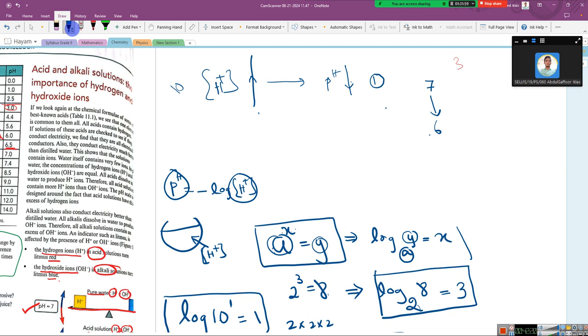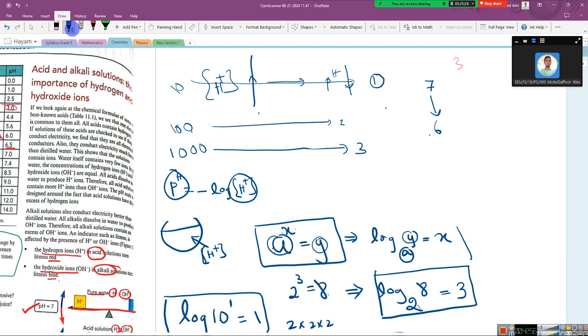Now, if you increase the H plus by 100 units, then the pH will reduce by 2 units. Right? And again, if you increase the H plus concentration by 1000, then the pH will reduce by 3 units. So like one pH is equal to 10 H plus. You can't tell like that because it depends on the concentration of H plus, right? So for that you should know the basic logarithmic rules, then only you can study further.